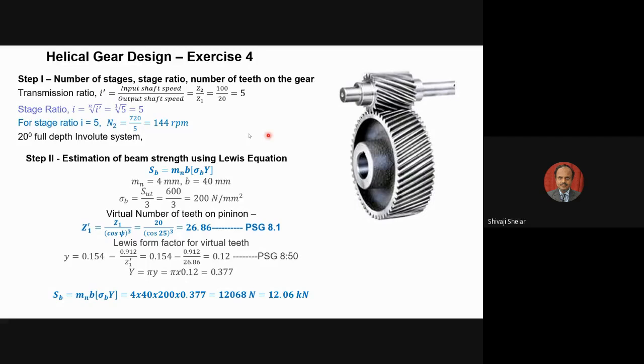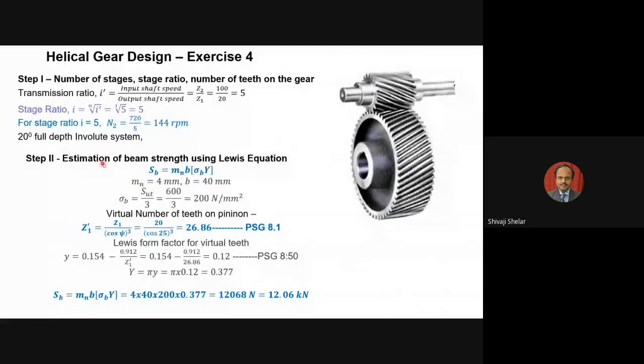Okay, so in the first step, we have done the calculation of the transmission ratio, which is hidden in the tooth values, and we have also calculated the output shaft speed. Next step, since it is already designed, we are not going to check the module. Module is known to you. So now we are going to determine the beam strength.